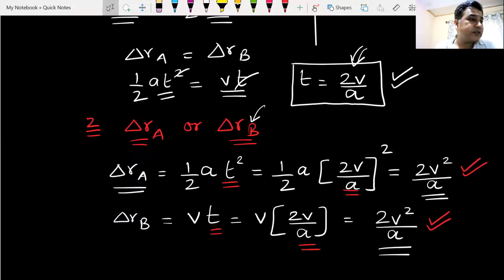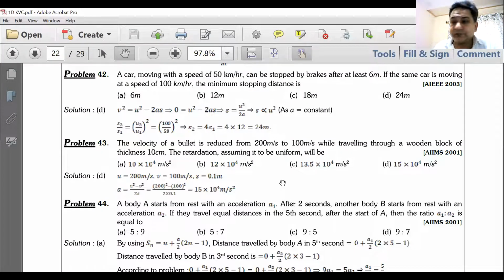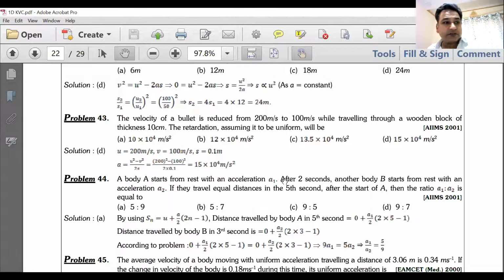And the next question is here. Can you see this question now? This is question number 43. Do you see this question?